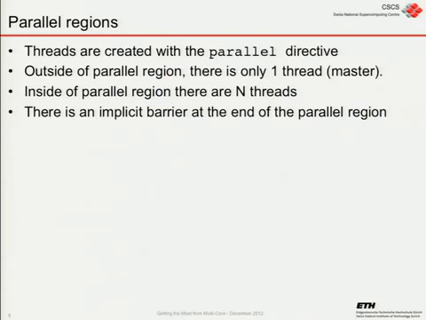Threads are created with the parallel directive. So outside of the region, there is only one thread, the master thread. If you've compiled serial code, you've still got that one thread running through. It's the master thread. Inside a parallel region, we'll have n threads, whatever n happens to be. At the end of a parallel region, there's an implicit barrier. Everything has to finish before we close down the region.